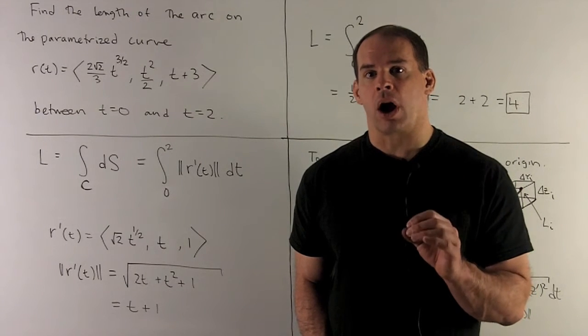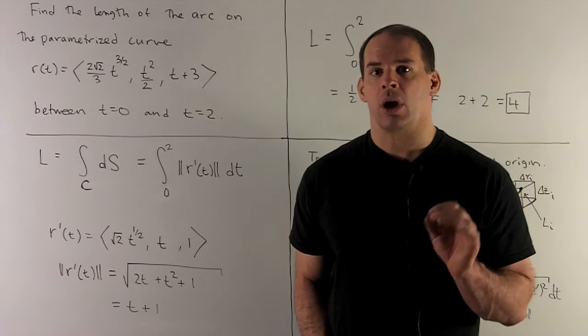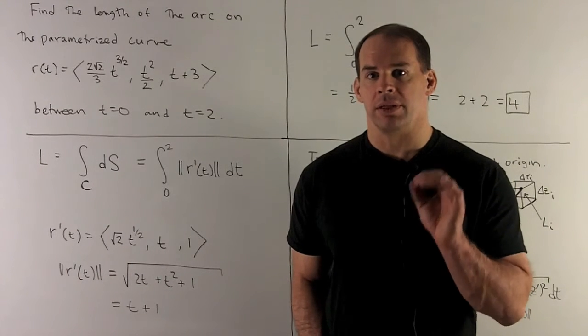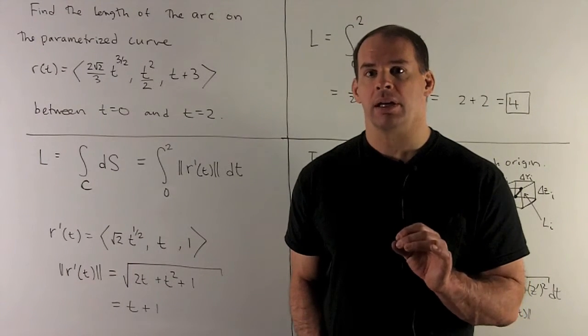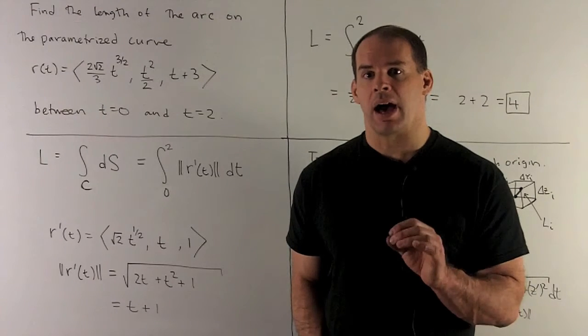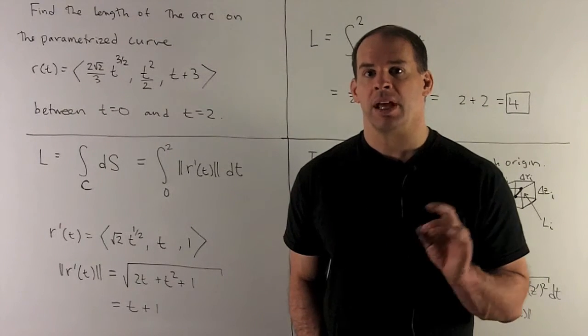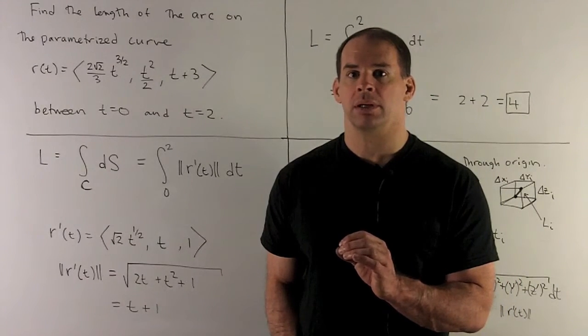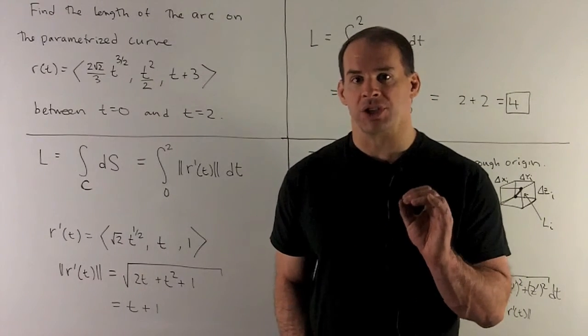Find the length of the arc on the parametrized curve r(t) = (2√2/3 t^(3/2), 1/2 t², t + 3), as t goes from 0 to 2. First, we write down our definition.